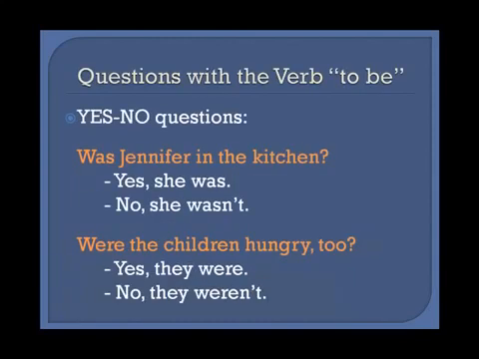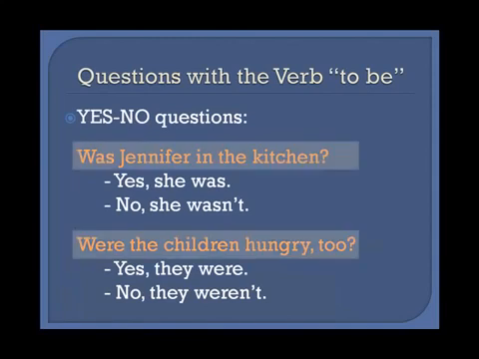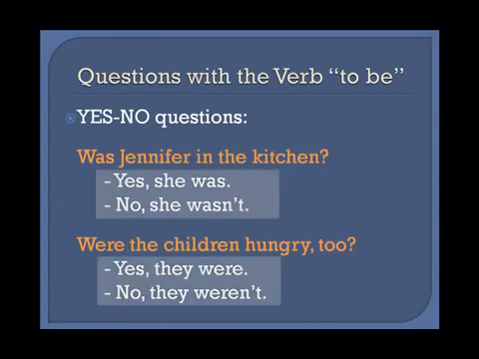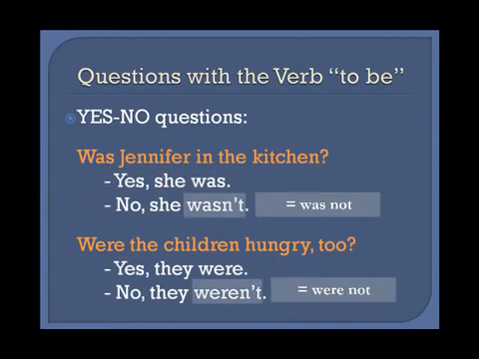When we form questions with the verb to be, the structure is slightly different. Let's look first at yes/no questions. Was Jennifer in the kitchen? Were the children hungry too? We begin with was or were, then the subject, then the rest of the question. The short answers can be yes she was, no she wasn't, or yes they were, no they weren't. Note the contractions in the negative.